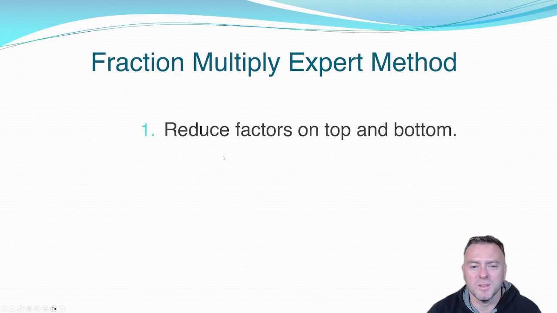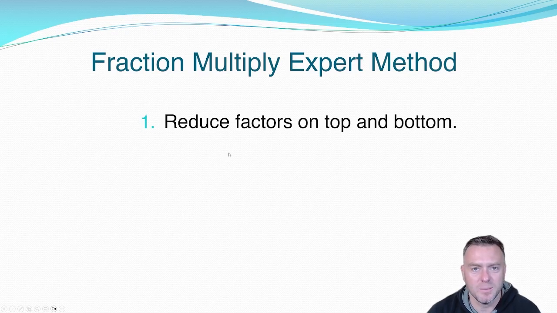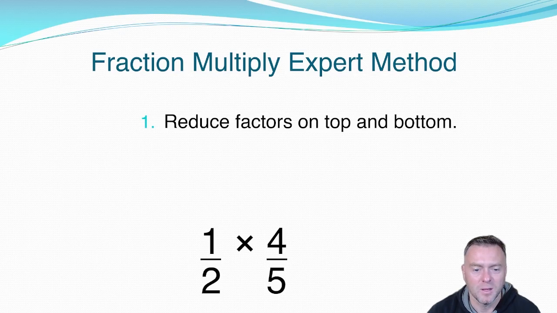So the expert method is a little bit different. The first step is we're trying to reduce the factors on the top and the bottom. So if we have a half times 4/5, we'd see that we can divide the top and the bottom by 2, because there's a 4 and a 2.